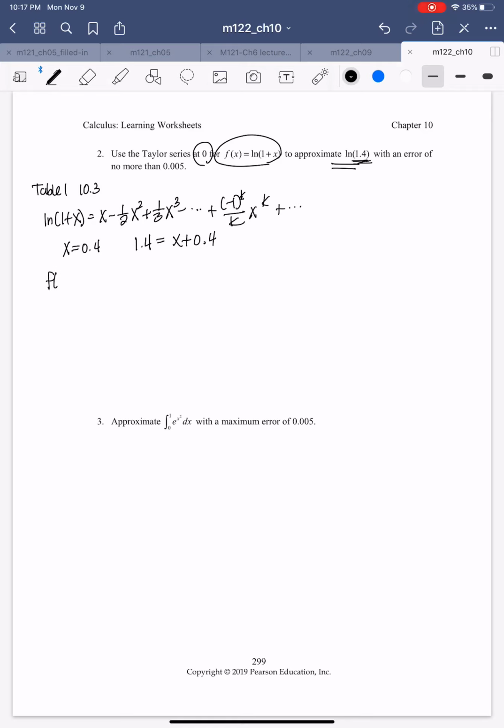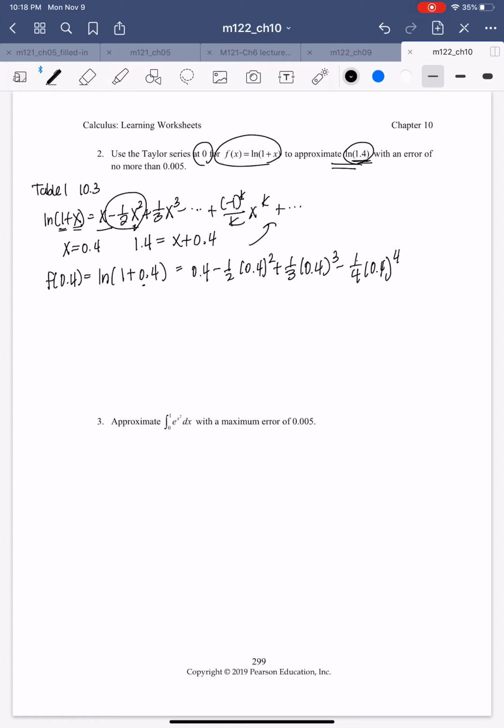So f of 0.4 is ln of 1 plus 0.4. That's because you have 1 plus 0.4 to give you 1.4. So that means I'm going to be substituting wherever you see x with 0.4 in the above polynomial. So that's 0.4 minus 1 over 2 times 0.4 squared. Next term will be 1 over 3, 0.4 cubed. Next term will be the fourth, 1 over 4, 0.4 to the 4.